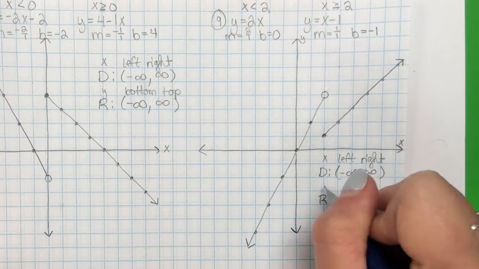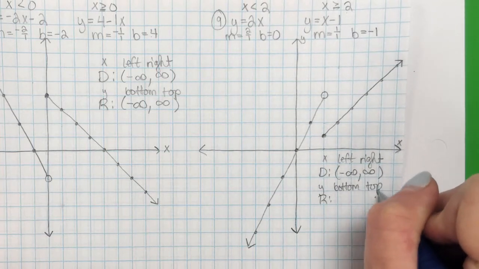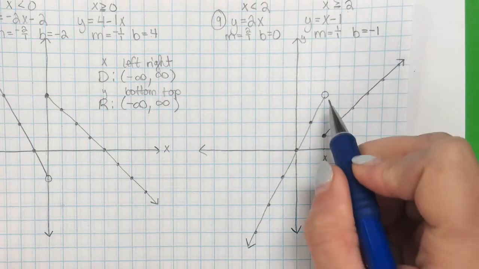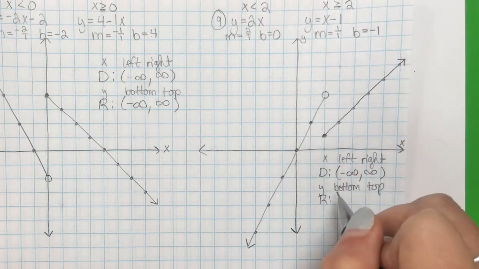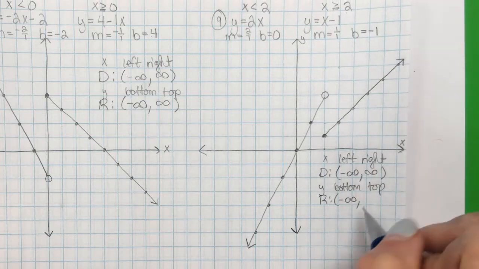All right, range are the y values. That's bottom to top. All right, now I want to think this guy's going down. So that's -infinity. And then this guy's going up. So that's +infinity.